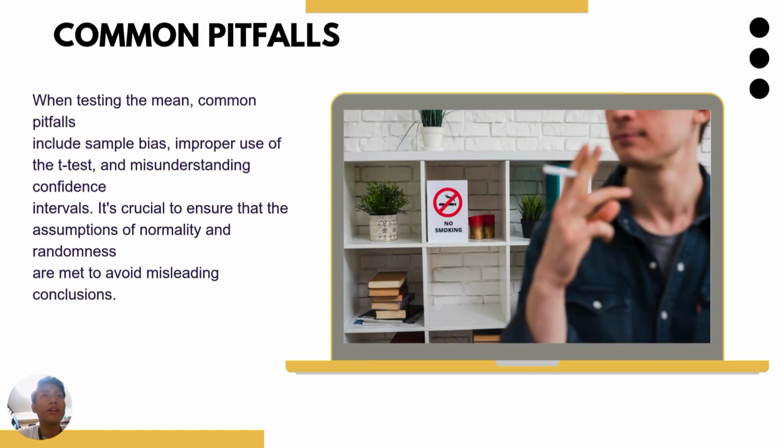Common pitfalls. When testing the mean, common pitfalls include sample bias, improper use of the t-test, and misunderstanding confidence intervals. It's crucial to ensure that the assumptions of normality and randomness are met to avoid misleading conclusions.